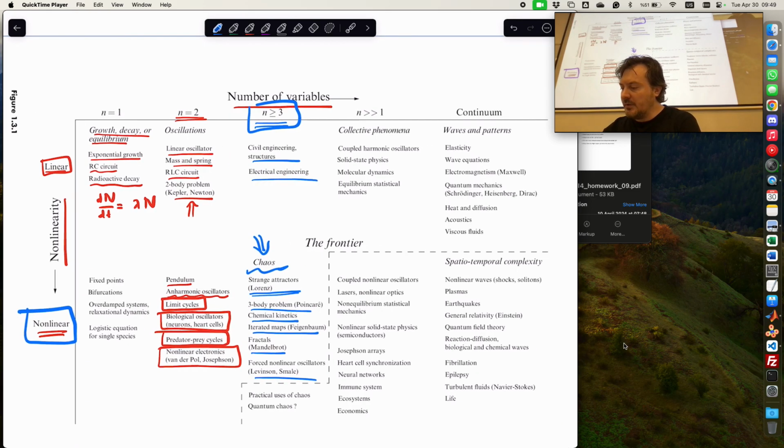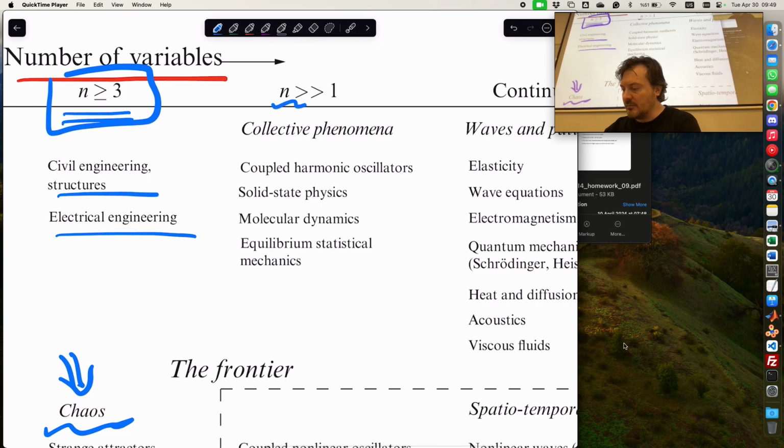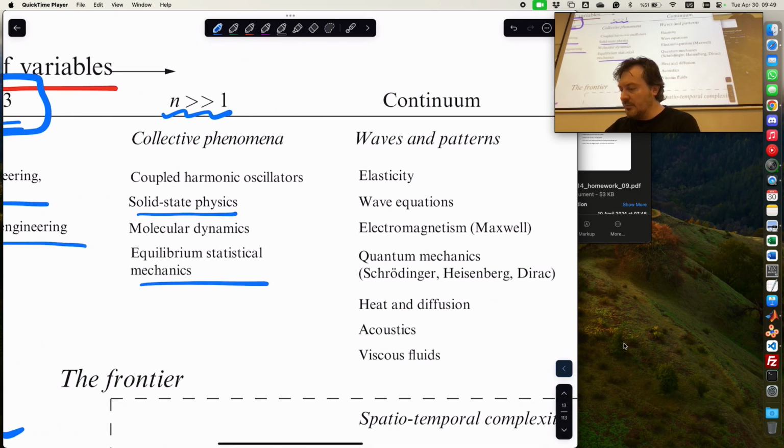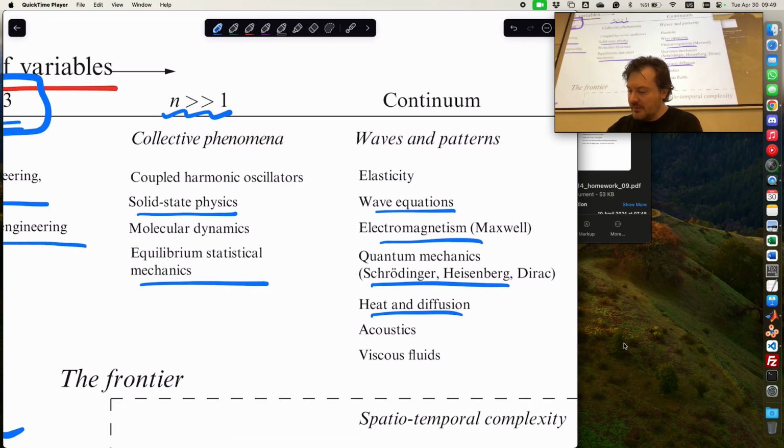Then how about if you have many variables? Then you have coupled harmonic oscillators, solid state physics. That's how we started actually, right? You remember bands, band structures and whatnot. Molecular dynamics, equilibrium statistical mechanics. Then in continuum linear systems, you have wave equations, electromagnetism, quantum mechanics, heat and heat diffusion. As you can see, many things are linear, really, right?